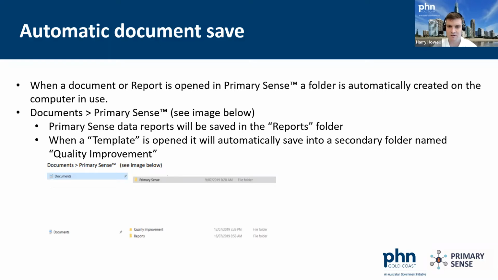Within the Reports folder, that will include any reports that the individual on that computer has downloaded from Primary Sense. Likewise, any quality improvement templates downloaded from Primary Sense will automatically be saved to this quality improvement folder by default. So you can open any reports or quality improvement templates at a later date.